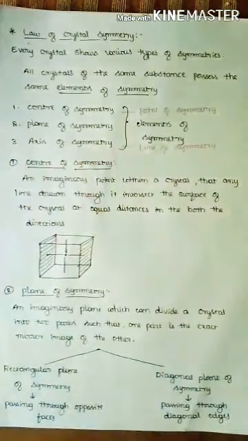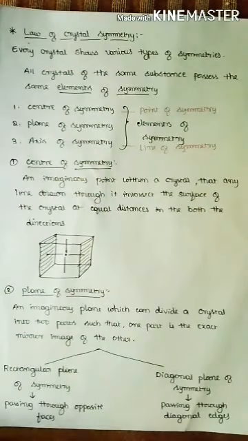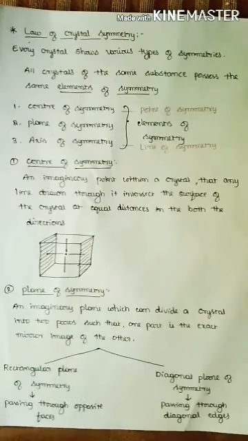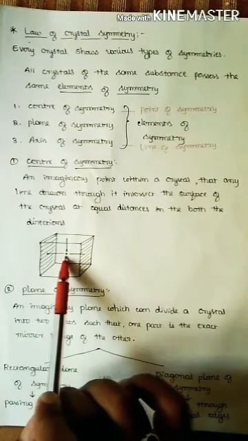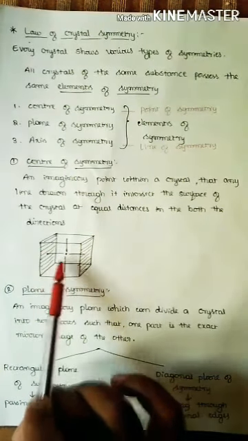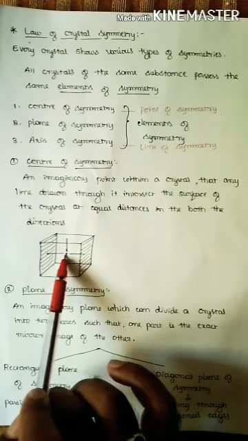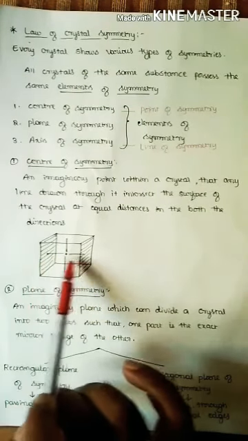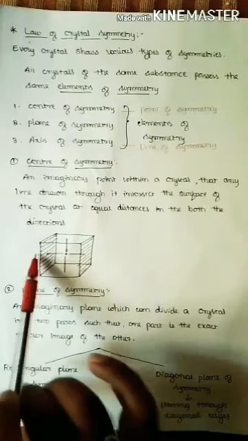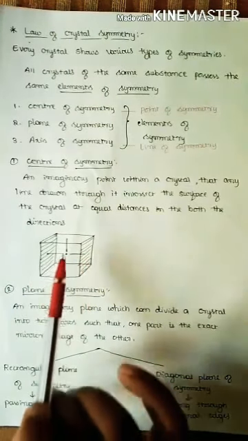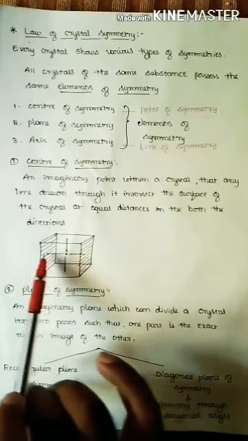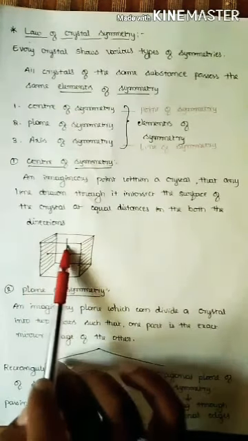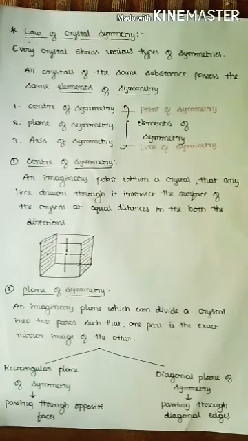Firstly, among the three elements of symmetry, the first one is center of symmetry. If you consider a crystal system, in particular, as I have told, the cubic crystal, there is an imaginary point present within the crystal, and through that imaginary point, if you draw a line, and that line intersects the opposite faces at equal distances from that point, then that point of the crystal is said to be center of symmetry.